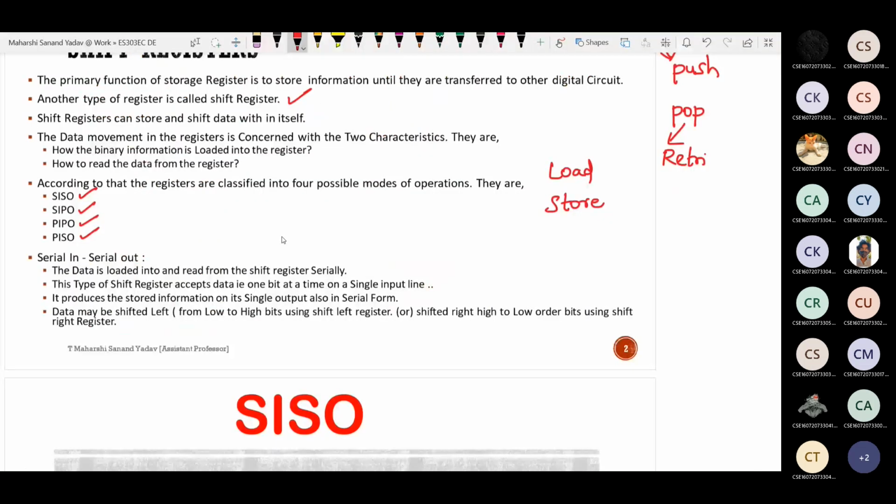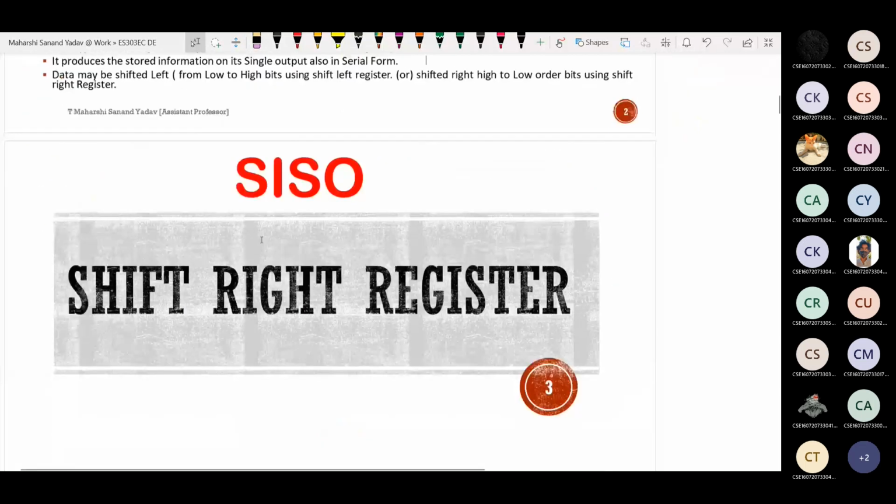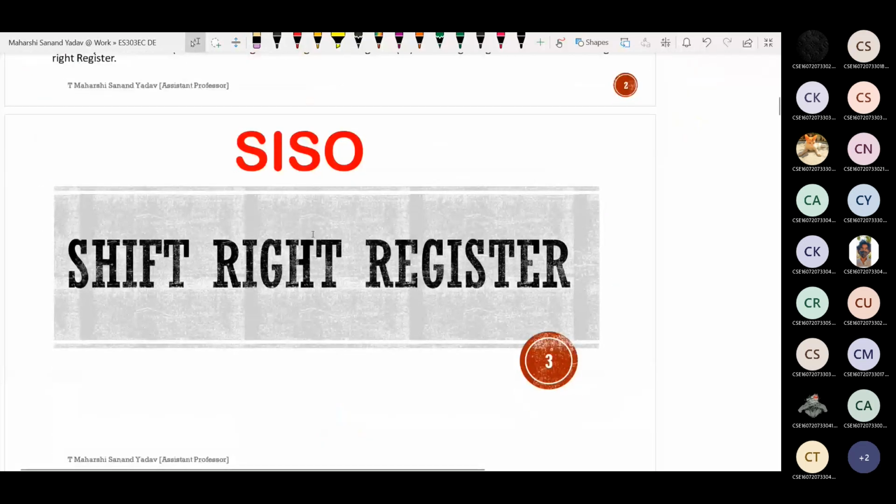So see here now. The data is loaded into and read from the shift register serially. Serially is nothing but information getting transferred bit by bit. This type of shift register accepts data 1 bit at a time on a single input. Just now I told you, bit by bit information will be transferred. So serial input, serial output, which is nothing but shift right. Again in this you can understand what is meant by shifting right side and what is meant by shifting left side.